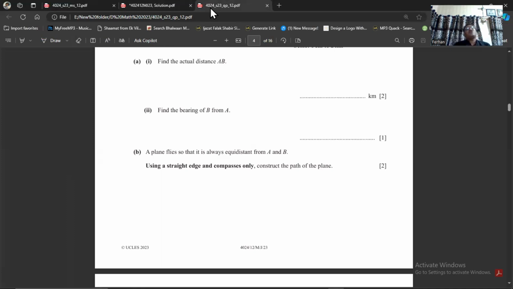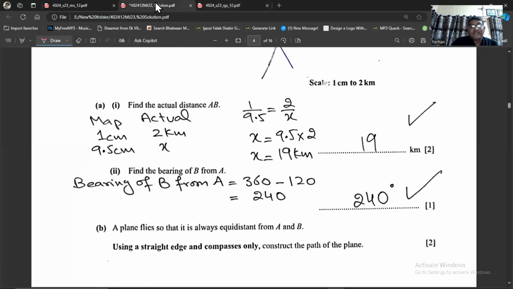So when you are equidistant from two points A and B, you draw the perpendicular bisector of the line which is joining A and B. Using a straight edge and compass only, construct the path of the plane. So I have to draw the perpendicular bisector of A and B.